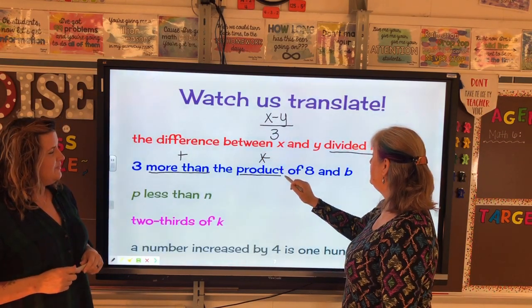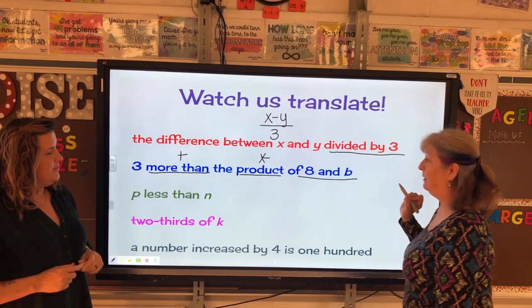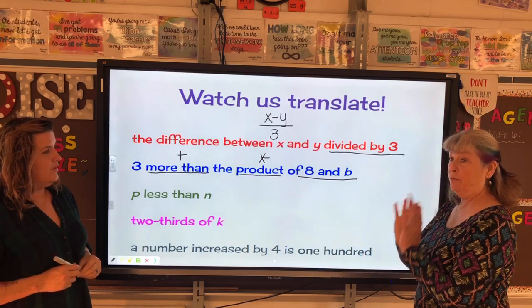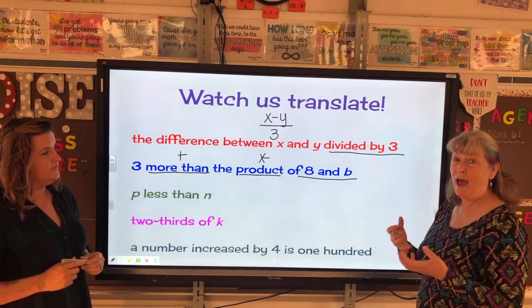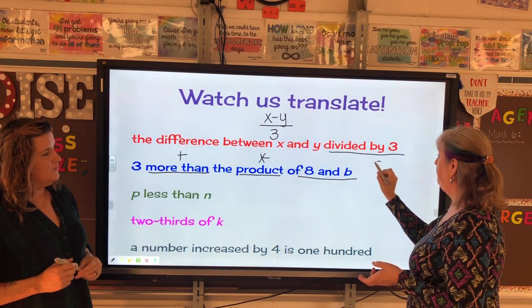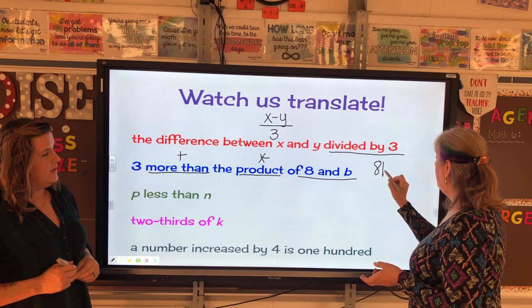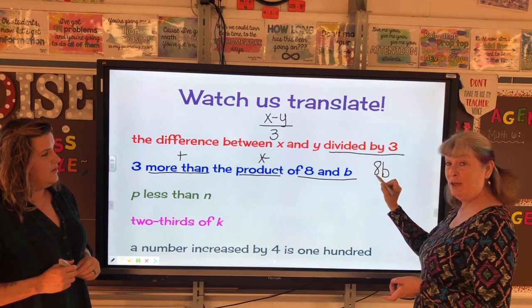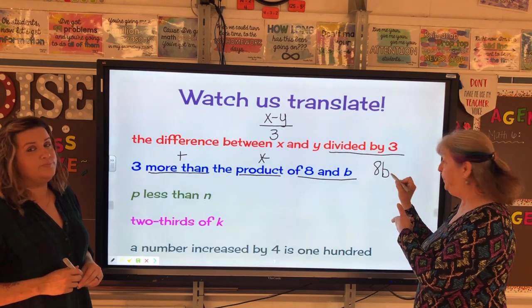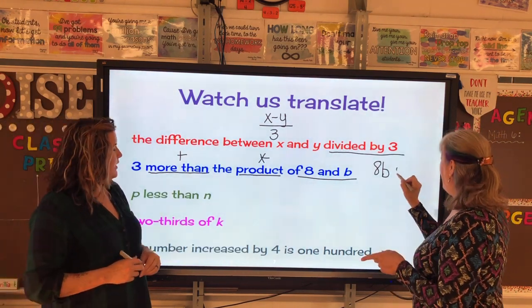And the product is 8 and b. So I'm going to start with the product, and that's just a habit in algebra. So I'm going to do the product. And notice that I'm just going to put the coefficient 8 next to the variable b. And then I'm going to add 3 more to it.